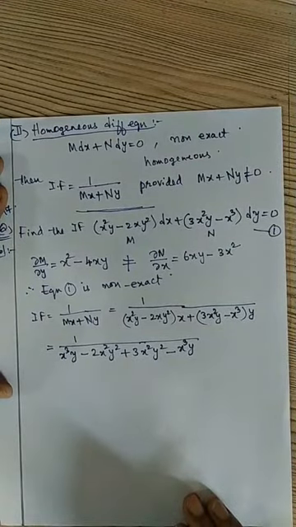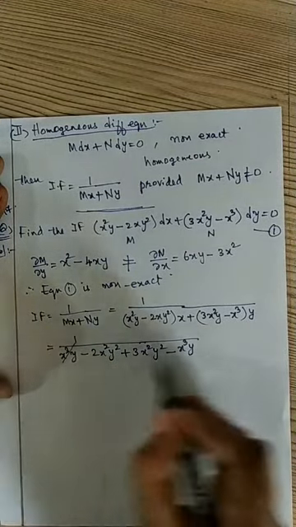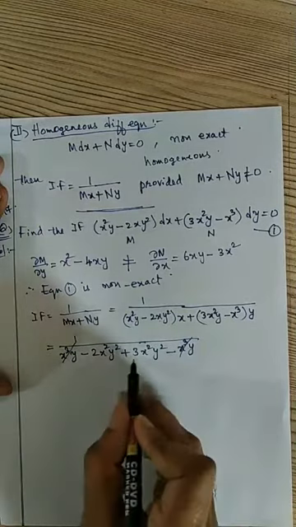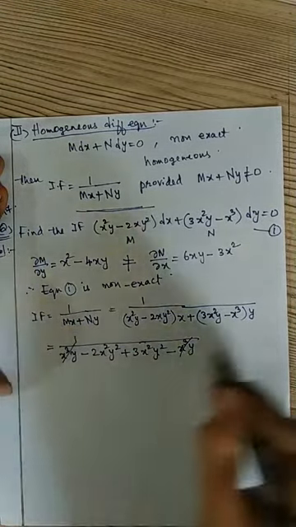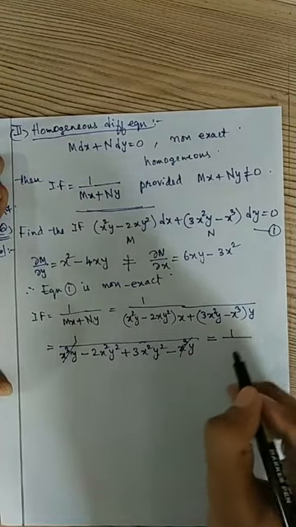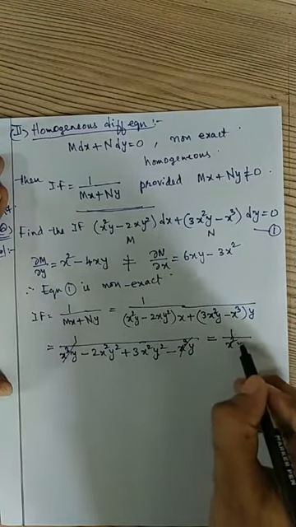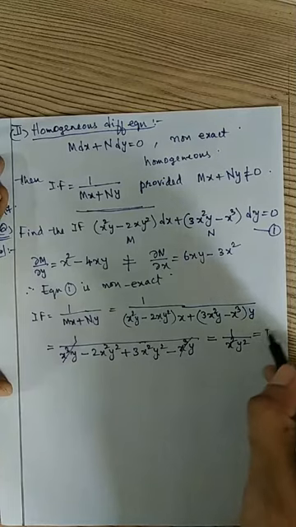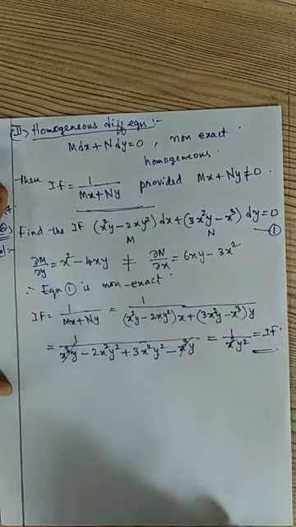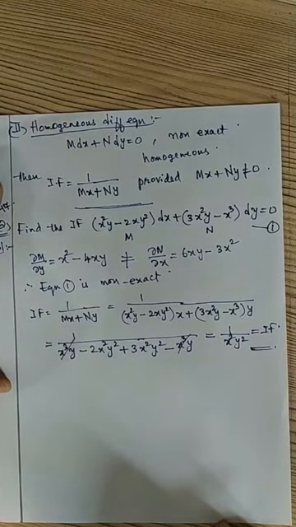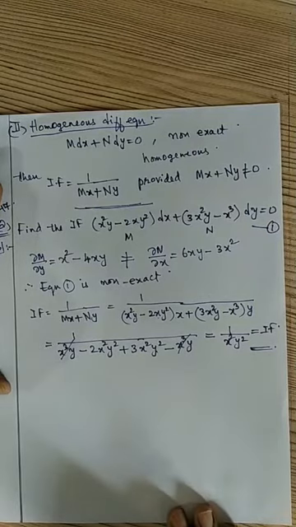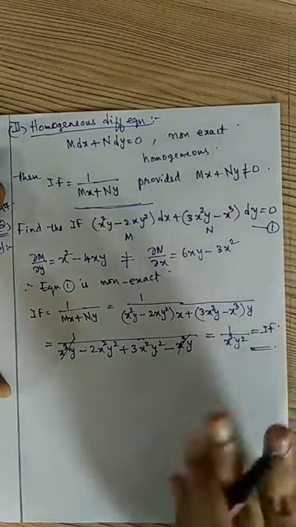So here what will happen? Here x cube y and here x cube y will get cancelled. Remaining is 3x square y square minus 2x square y square. So what we will get here? 1 by x square y square. So this is the required integrating factor. This is how we find the integrating factor for a homogeneous equation.